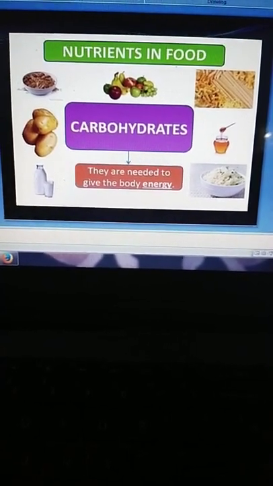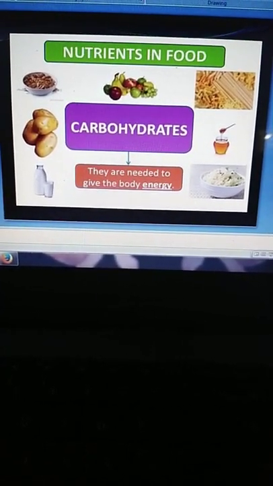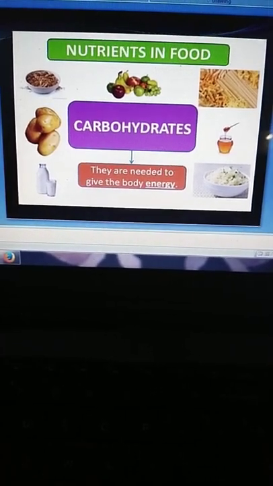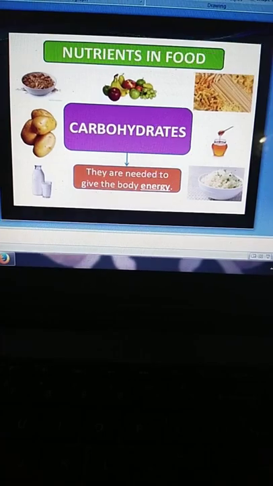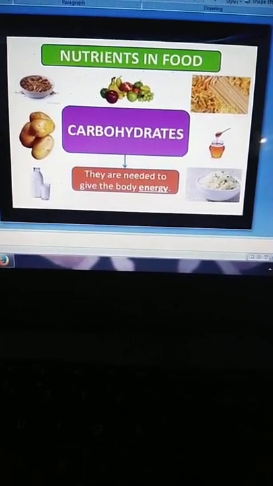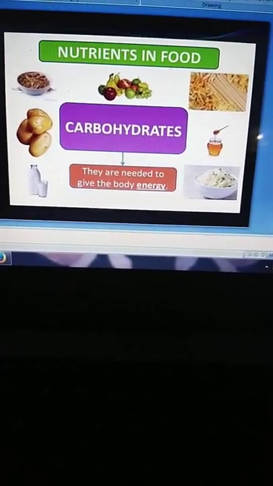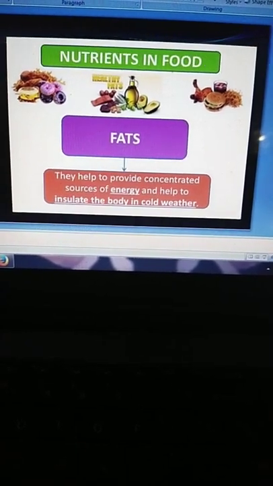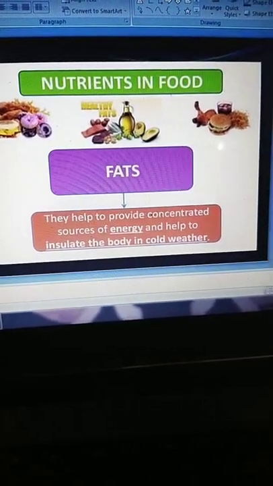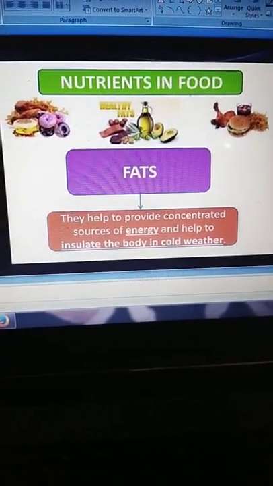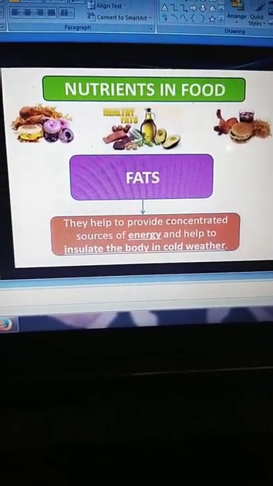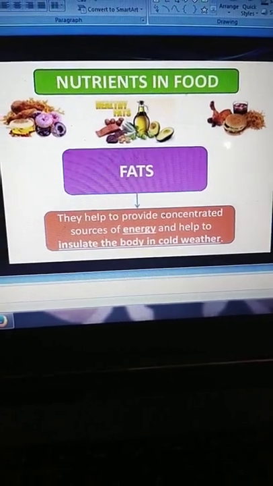Carbohydrates are needed to give the body energy. So you can see this potato, milk, honey, these are all carbohydrates. It gives energy to our body. Fats help to provide concentrated sources of energy and help to insulate the body in cold weather.